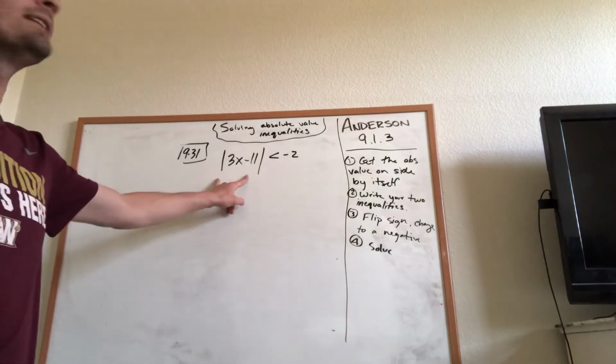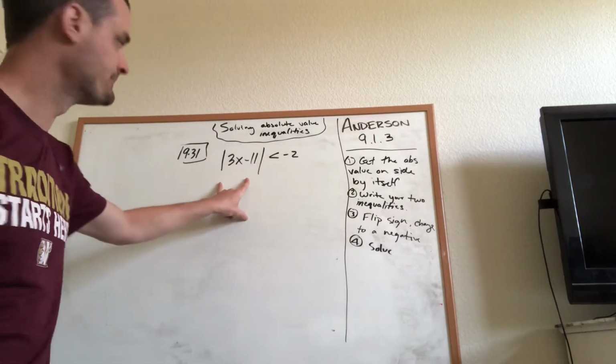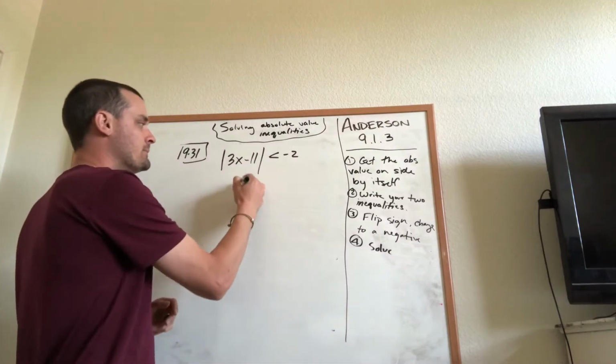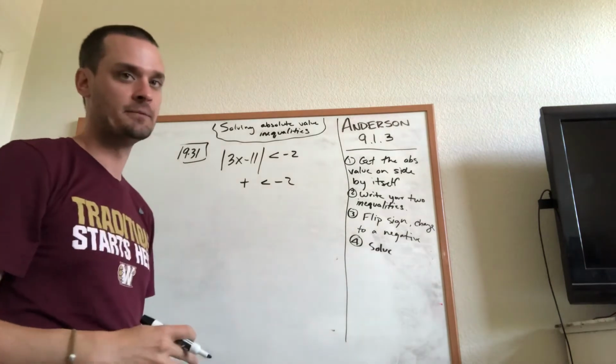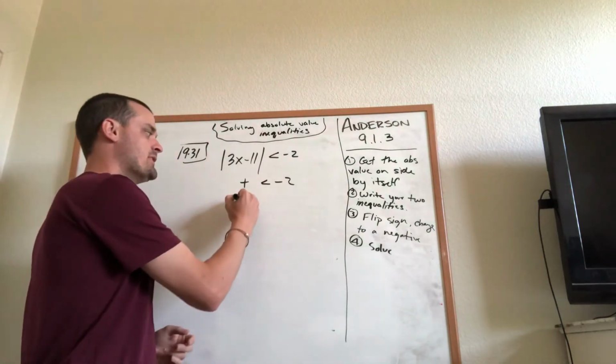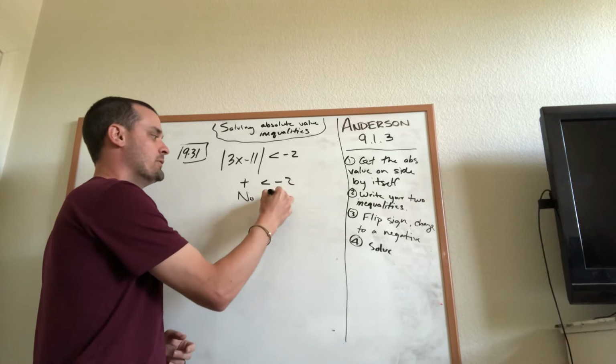Okay, so again, absolute value is always going to be positive, no matter what. So now we're trying to find a positive number that's going to be less than negative 2. Not going to be able to do that. So these types of problems are no solutions.